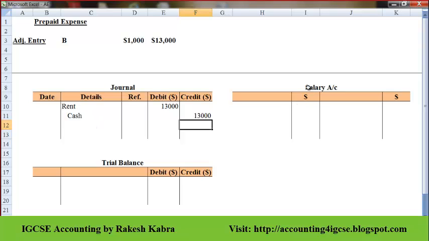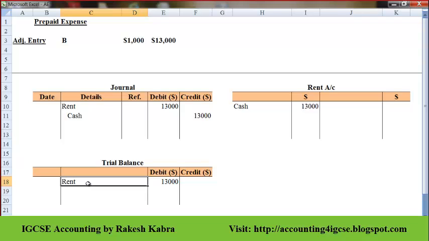Now see, in the ledger, posting will be done in the rent account. I will open the rent account. In the rent account, rent is debited in the entry. So on the debit side I will write cash, and how much amount? 13,000, as I paid 13,000. Now see in the trial balance, the rent account will appear showing a debit balance of 13,000. So in the trial balance, in the debit column, I will write 13,000.